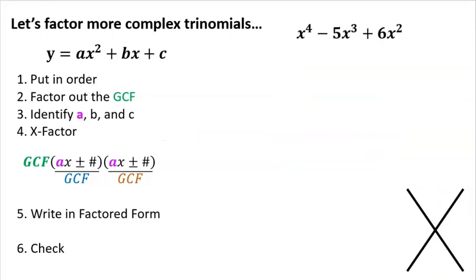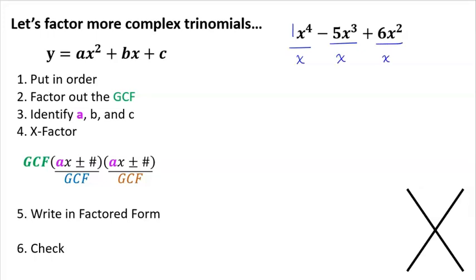Alright, so now let's try another one. So this one appears a little bit more tricky, right? Because we don't have that x squared at the front. But we're still going to make sure that it's in standard form, 4, 3, 2. So we're looking good there. Is there a number that goes into all three? No. And then is there a letter that goes into all three? I see x being a variable that goes into all three.